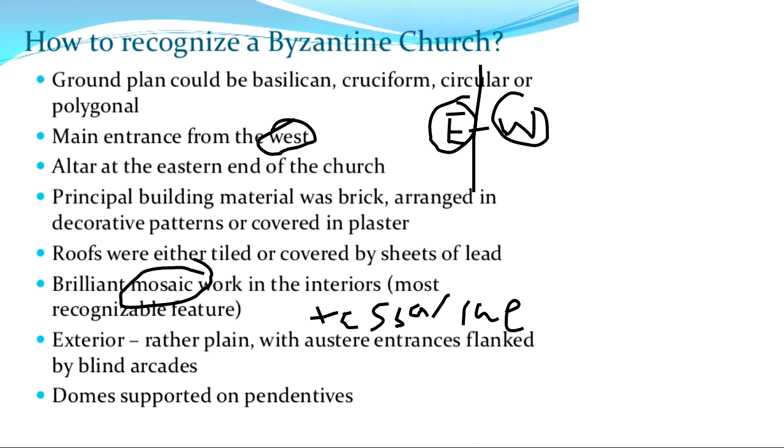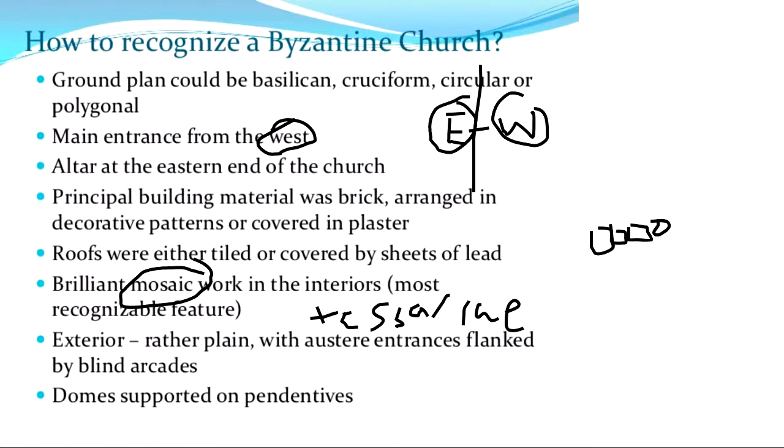But the tessera, I think we saw it. That's why I wanted to talk about the mosaic that we saw about Justinian. It's these little pieces of gold, sort of drawings, and they're just all over. And so mosaic was a very, very recognizable idea of Byzantine architecture.